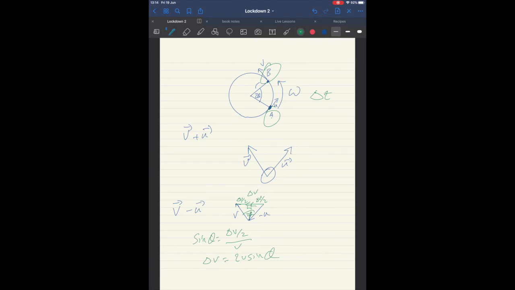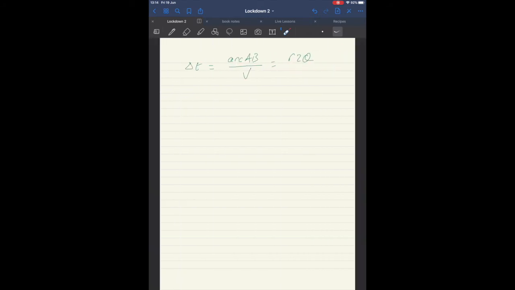Remember from the last video we did that in radian mode we can write theta equals S over R. In other words, in this case 2 theta equals S over R. So S equals 2 theta R, or S equals R times 2 theta. So that's what we write for arc AB. That's S, and then that's what I've said, R, divided by v. That gives us a nice expression for delta t.